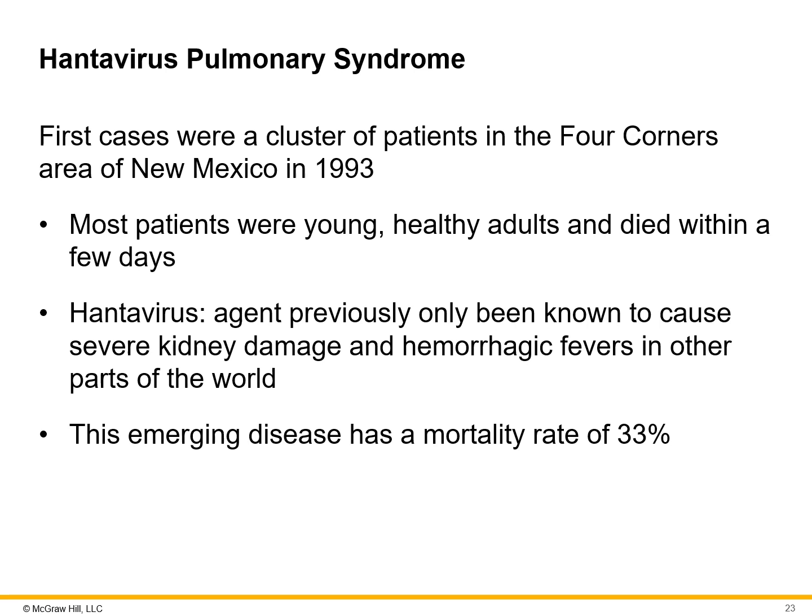All right, now switching over to the hantavirus pulmonary syndrome. This is actually a relatively newer syndrome, or disease, that has been a factor. So first seen like in 1993. This was actually seen in young, healthy adults that died within a few days. This hantavirus agent was previously only known to cause severe kidney damage and hemorrhagic fevers in parts of the world. But again, it's an emerging disease causing about a 33% mortality rate.